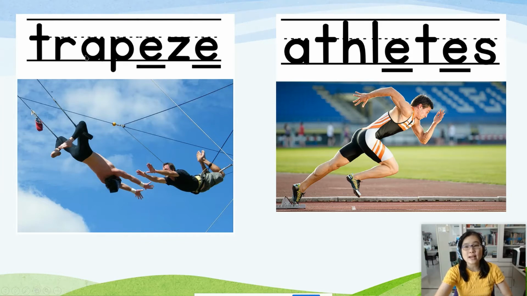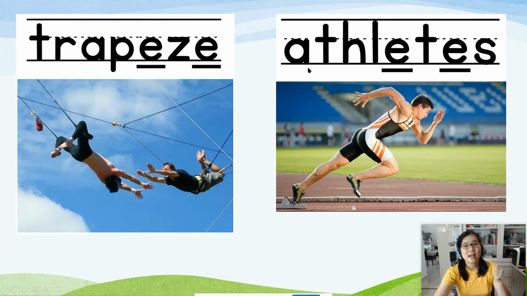This A is a sound, just like how we say a bird, a cat, a boy, a girl. So this A is a sound. T, R, tr. And what about this one? P, E, Z, peas, trapeze. Now let's look at the next word.